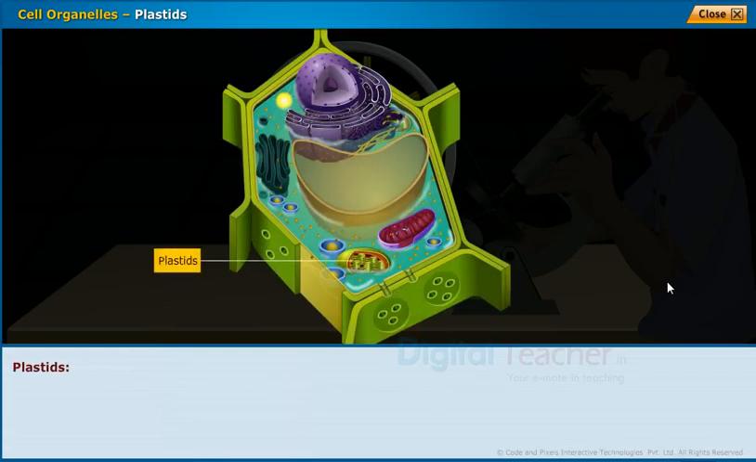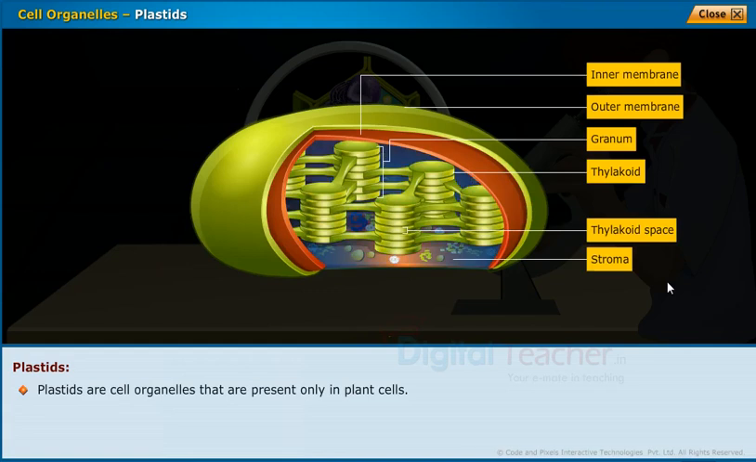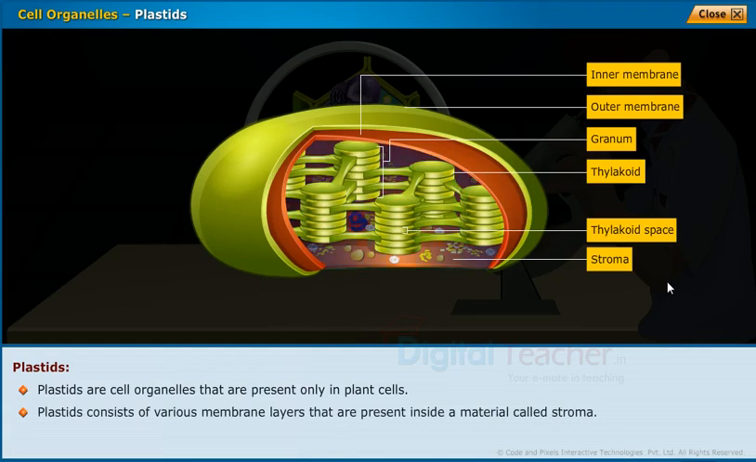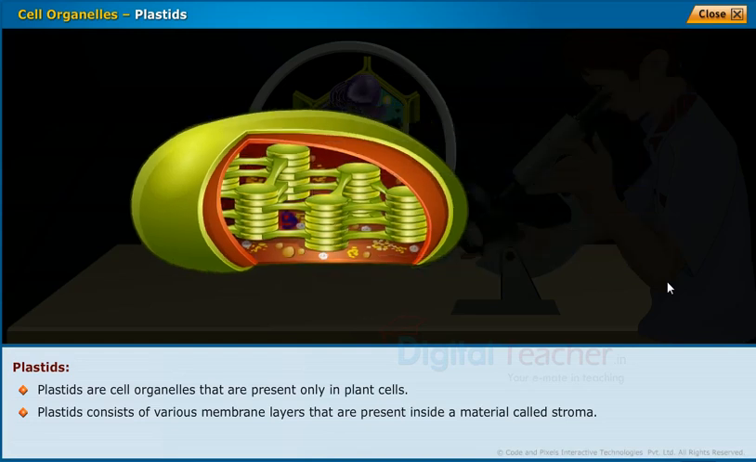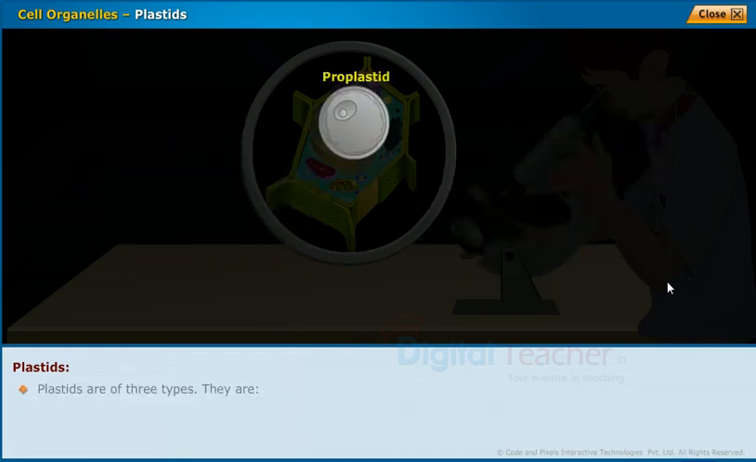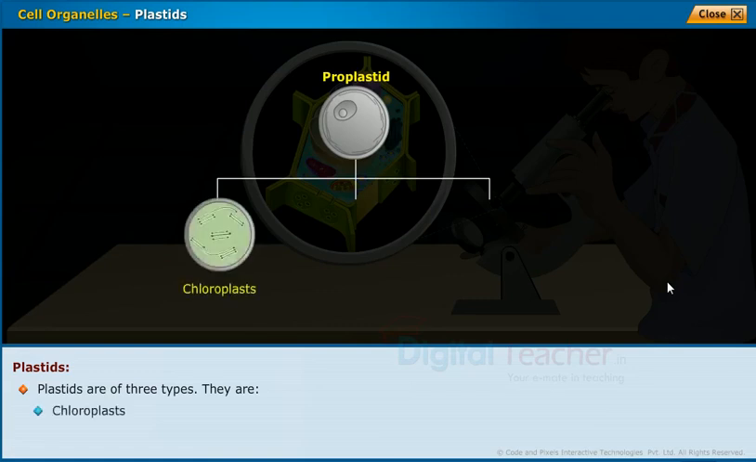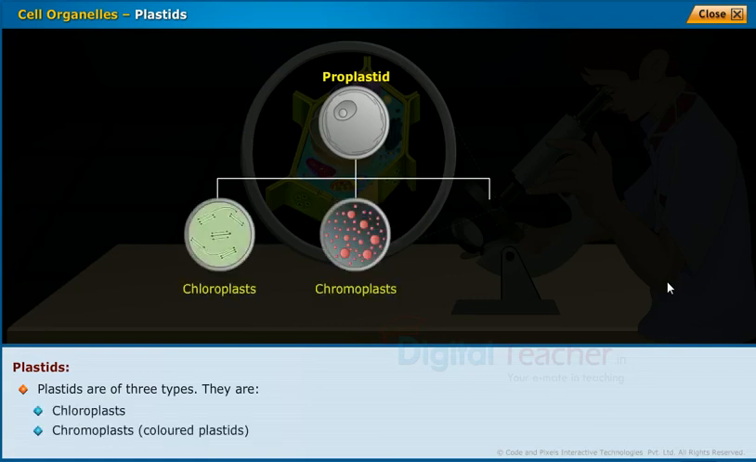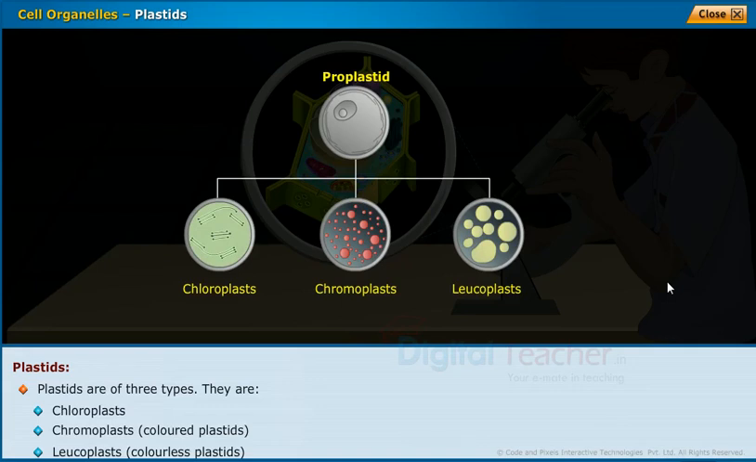Plastids. Plastids are cell organelles that are present only in plant cells. Plastids consist of various membrane layers that are present inside a material called stroma. From external view, plastids are similar to mitochondria. Plastids are of three types. They are chloroplasts, chromoplasts, and leucoplasts.